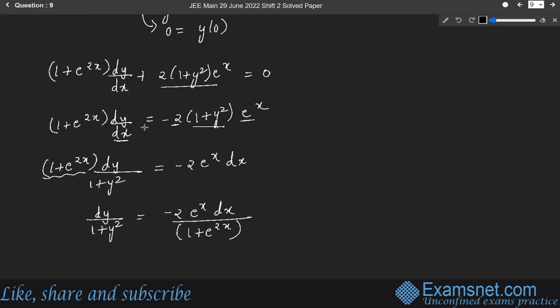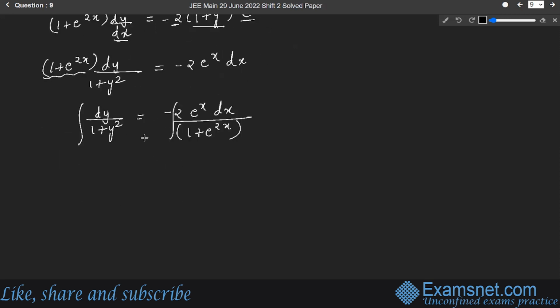Now let us do one thing. Let us integrate both the sides. This minus is a sign, so it will come out. Now, to integrate this, we need some formulas. Integral of dx upon 1 plus x square is always equal to tan inverse x, right? You can see that the first part is in the same form, dy upon 1 plus y square. So its integral will be tan inverse of y.